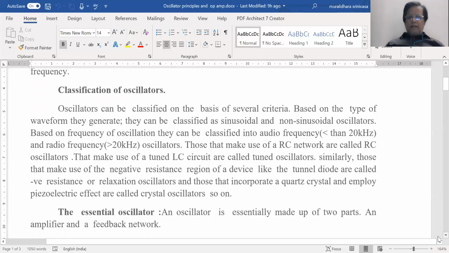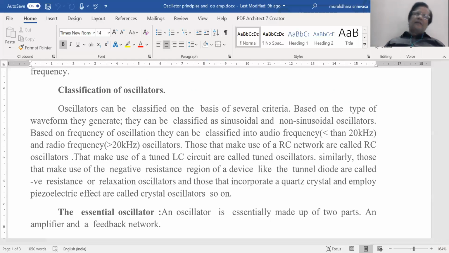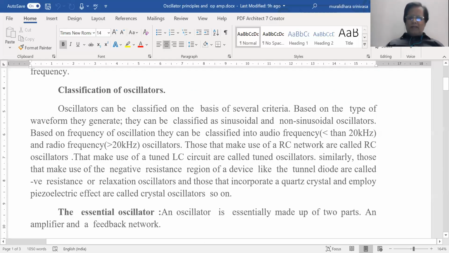There are devices like the tunnel diode in which there is something called a negative resistance region. If you increase the voltage, current actually reduces in such devices. Such a negative resistance region can be used to produce regenerative feedback and oscillations. So you have relaxation oscillators or negative resistance oscillators. Similarly, oscillators which produce sine waves like the Colpitts oscillator and the Hartley oscillator make use of a tuned LC circuit. So you have tuned LC or tuned oscillators.